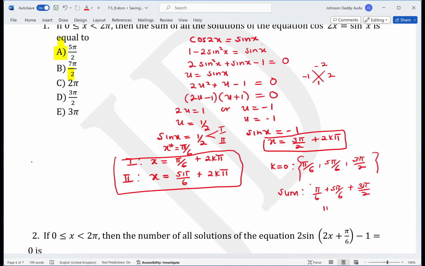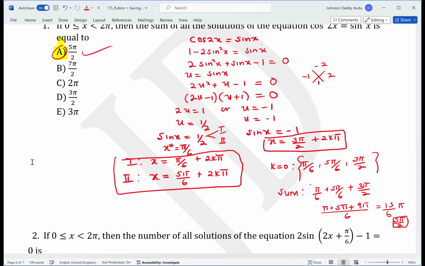This we can write as pi plus 5 pi plus, if we multiply this by 3, 9 pi, everything over 6, right? So what is this? This is going to be 15 over 6 pi. When you divide by 3, it's going to be what? 5 pi over 2. So that is the answer. The answer is A, 5 pi over 2.